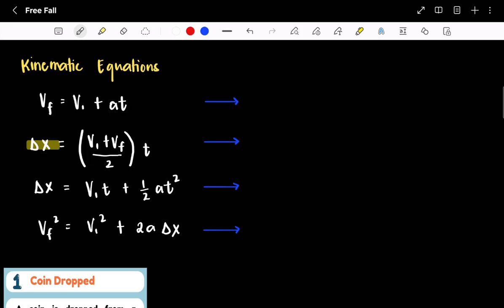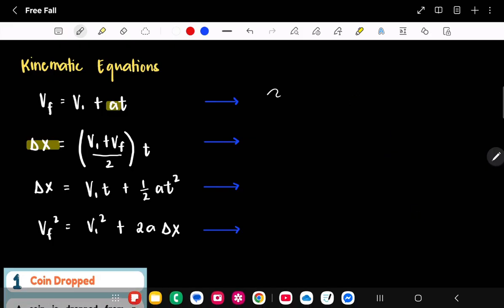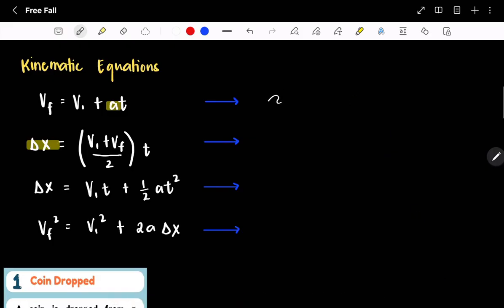In free fall, we will change the variable a to g, since we have a constant acceleration of negative 9.8 meters per second squared along the vertical. It would be appropriate if we use the variable g for acceleration. So the first kinematic equation will be Vf equals Vi plus gt.